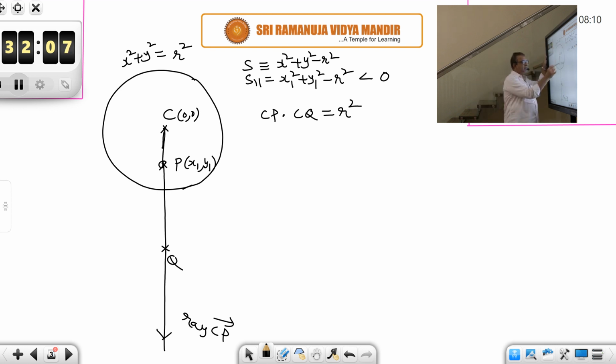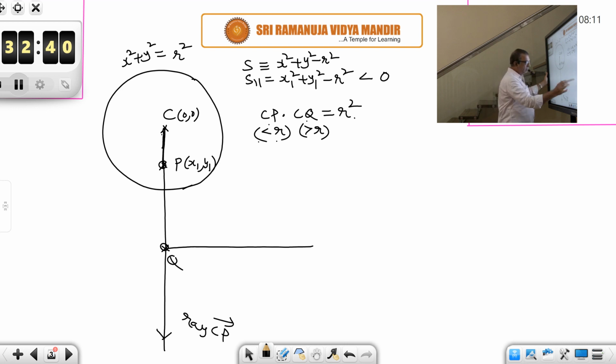See, P is inside the circle, so CP will be less than r or more than r? CP will be less than r. This part will be less than r. So for CP into CQ to be equal to r square, if one factor is less than r, the other factor must be more than r, so that their product is r square. So CQ will be more than r and Q will be outside the circle because it is more than r. So locate a point Q such that CP into CQ is equal to r square.